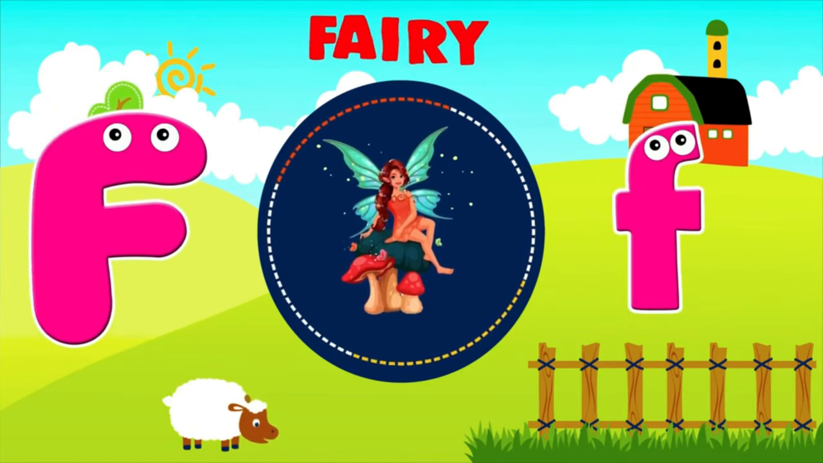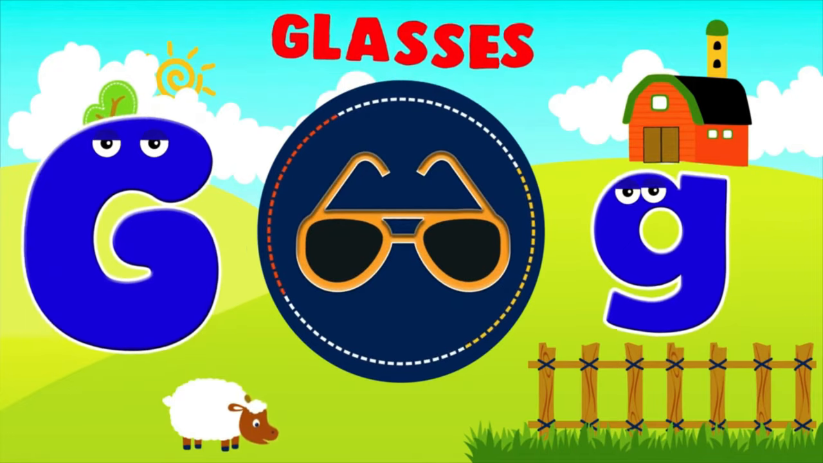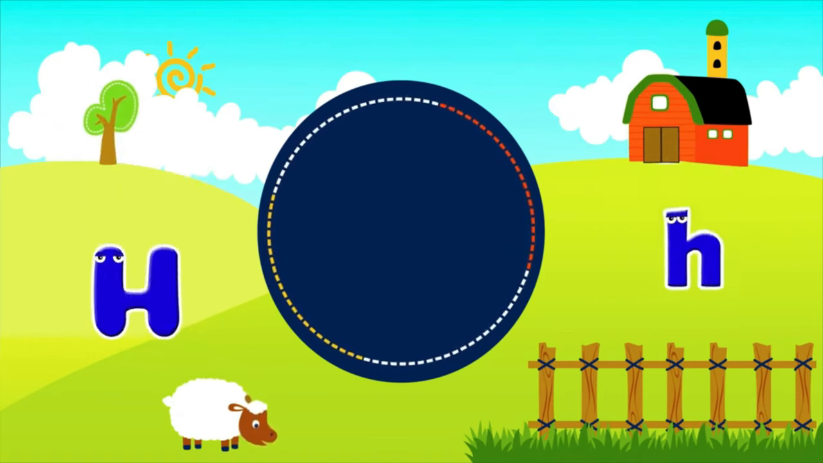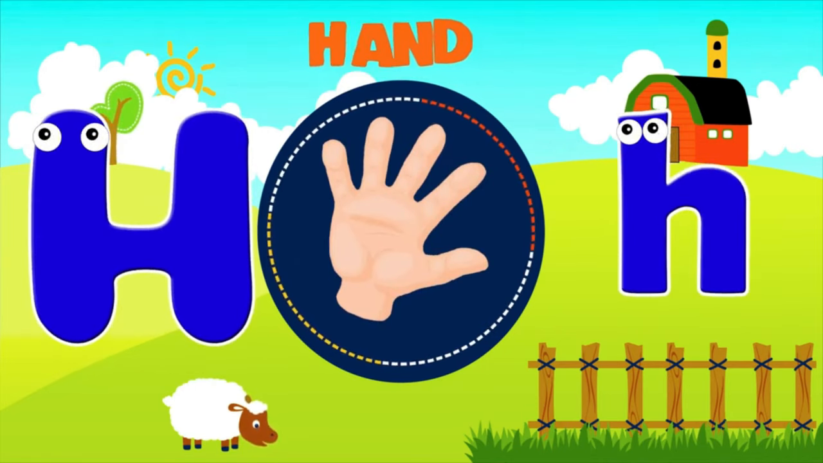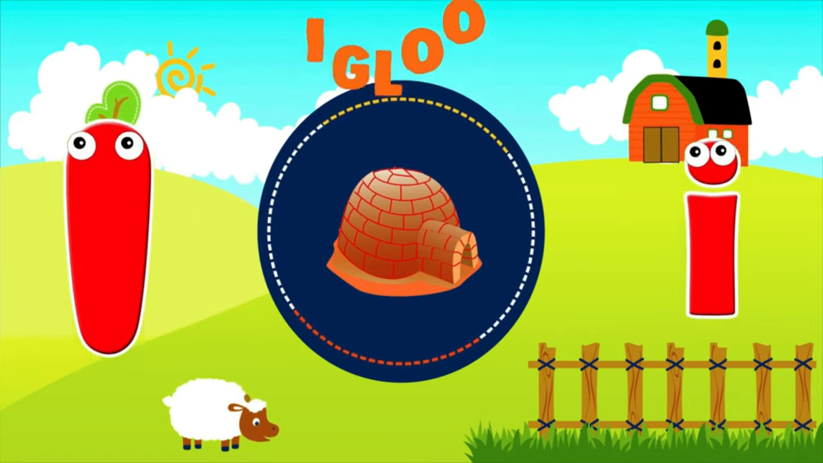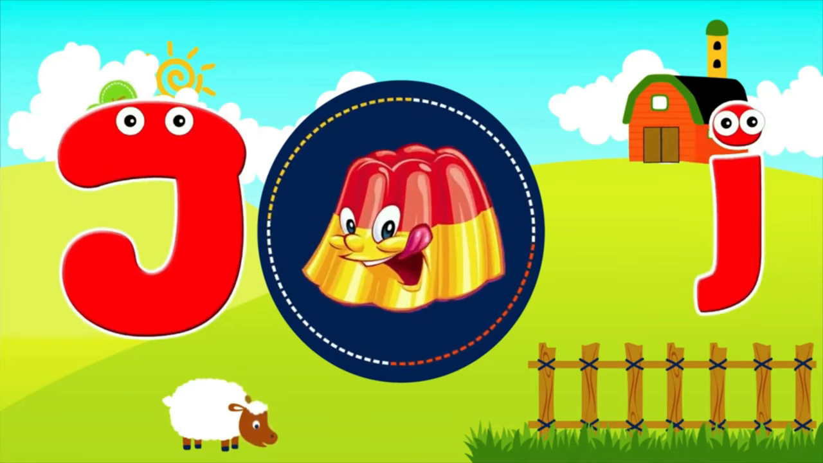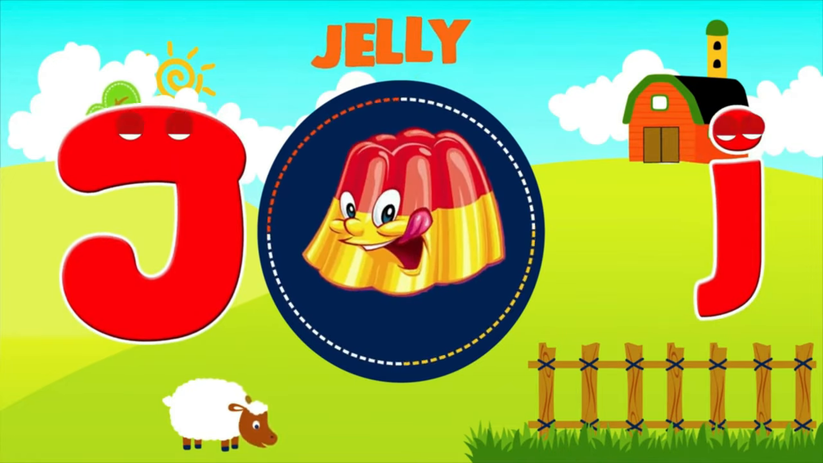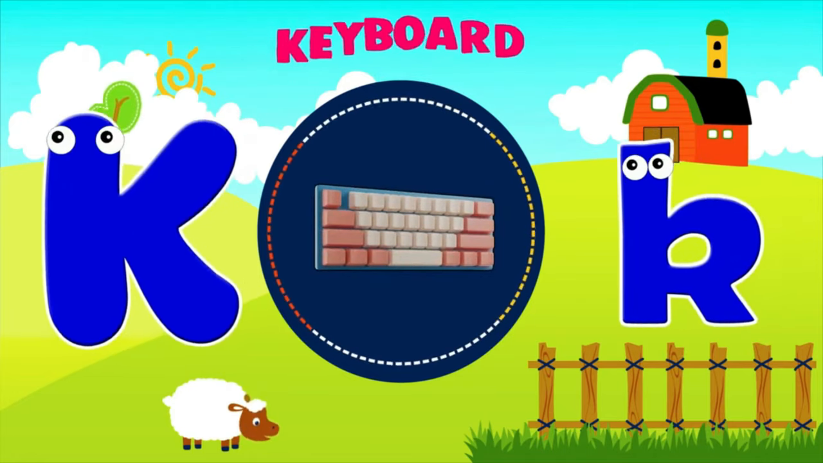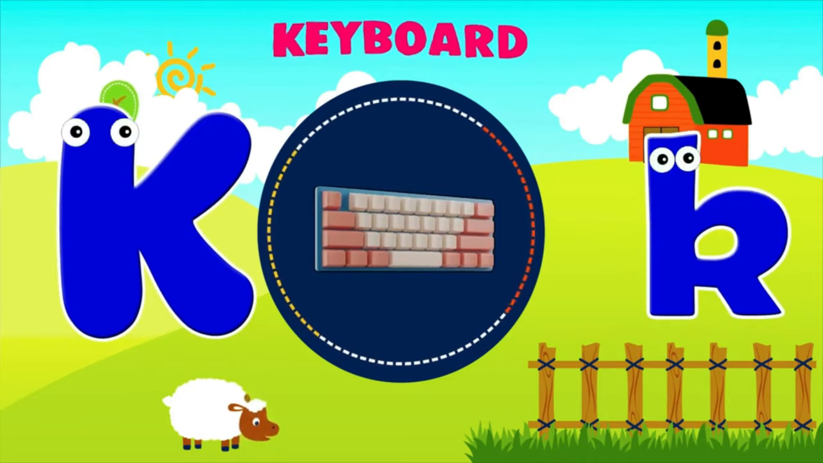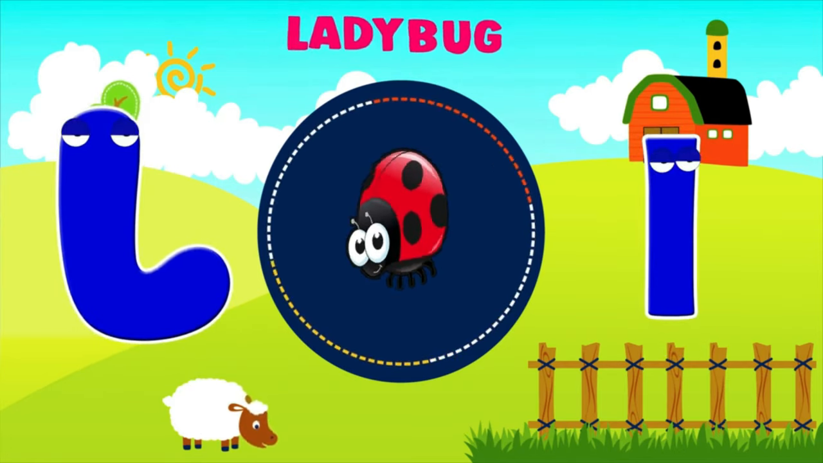G is for glasses, G. H is for hand, H. I is for igloo, I. J is for jelly, J. K is for keyboard, K. L is for ladybug, L.